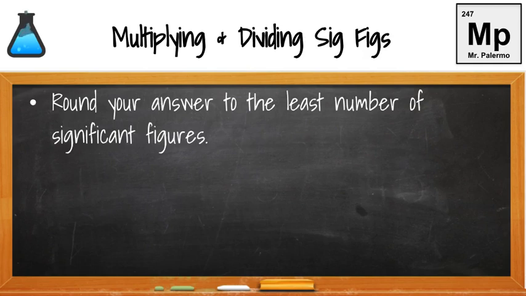Okay, now let's look at multiplication and division. When we multiply or divide, there is a different set of rules. In multiplication and division, we're going to round our answers to the least number of significant figures. So we have to count them up.